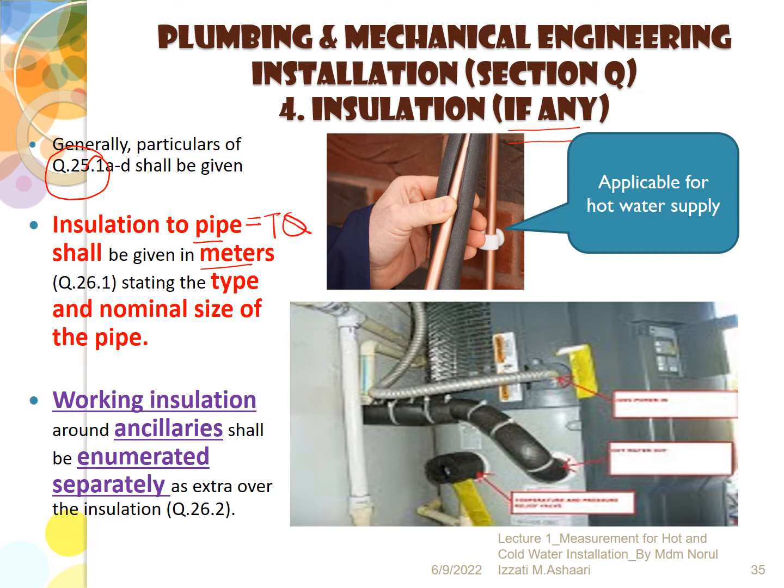But it has to be measured separately once you have a different size of pipe, because the cover for the insulation will be bigger or smaller according to the size of the pipe itself. This is the example for the insulation that is applicable for the copper pipe that is normally used for the hot water supply system. Working insulation around the ancillaries, for example the clip or accessories for the pipework itself, has to be measured separately in number as extra over. This is if you have any ancillaries or additional accessories that are required to be installed.